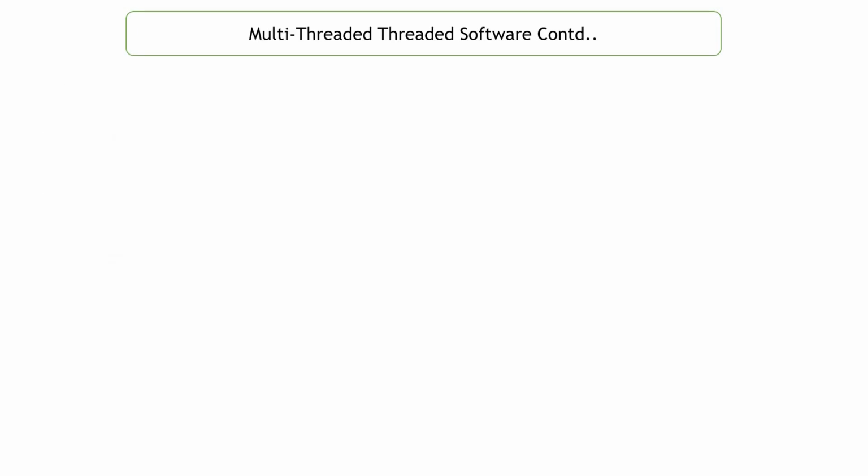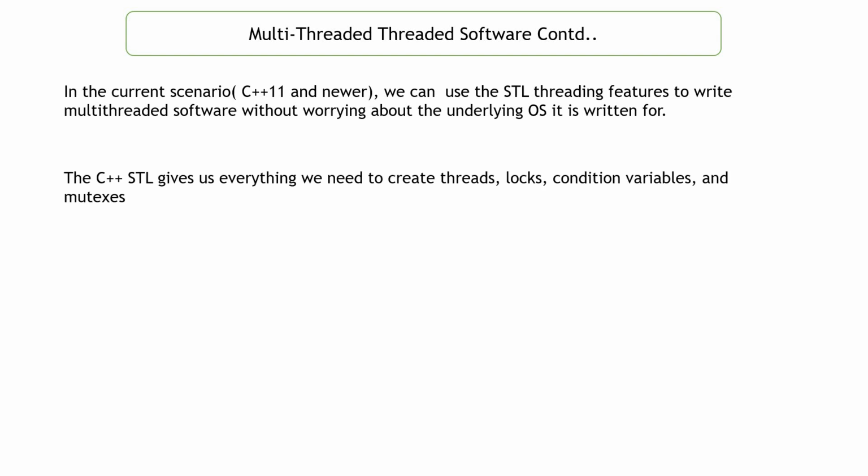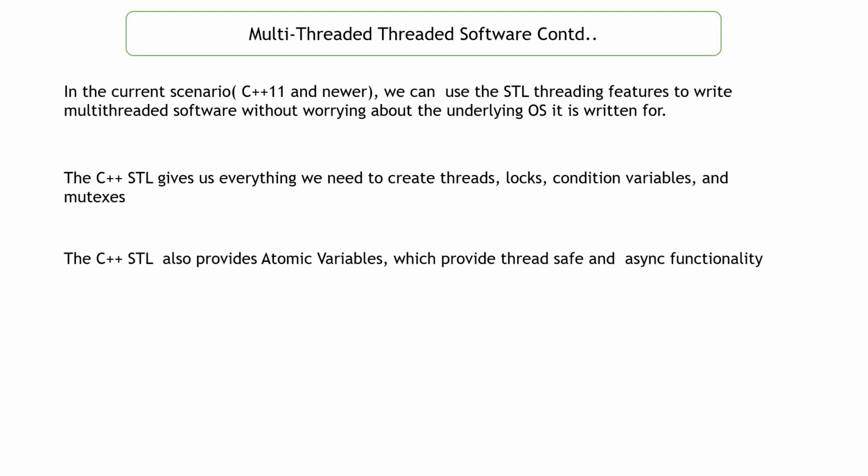In the current scenario, that is the newer standards like C++17, we use the standard template library threading features to write multi-threaded software without worrying about the underlying operating system it is written for. The C++ standard template library gives us everything that we need to create threads, locks, condition variables, and mutexes. The C++ standard template library also provides atomic variables, which provide thread-safe and async functionality.